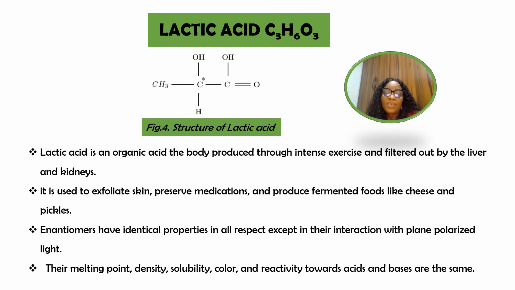Another example of an enantiomer is lactic acid. Lactic acid contains one chiral carbon as shown in figure 4 that is joined to 4 groups: a carboxylic group, COOH, a hydroxyl group, OH, a methyl group, CH3, and a hydrogen atom, H.